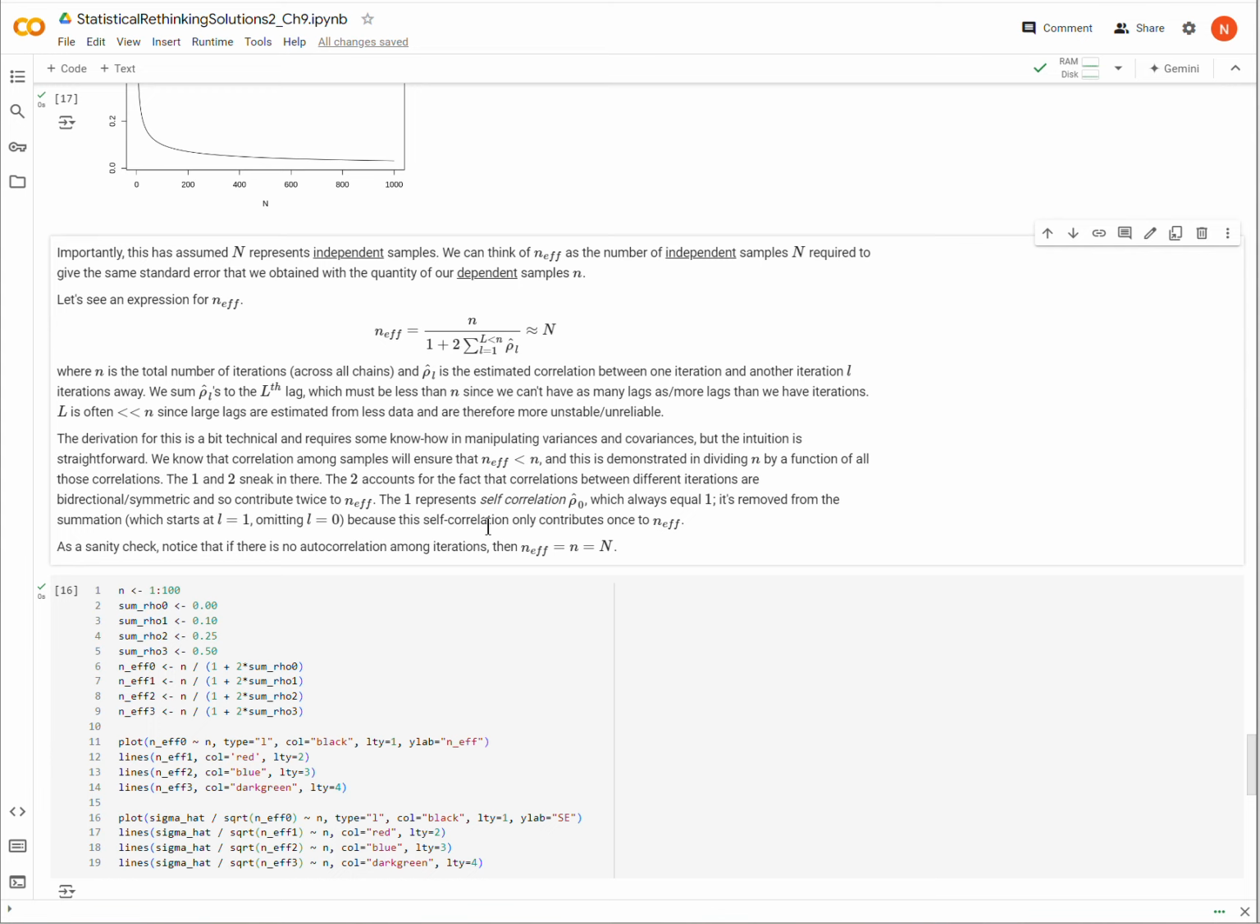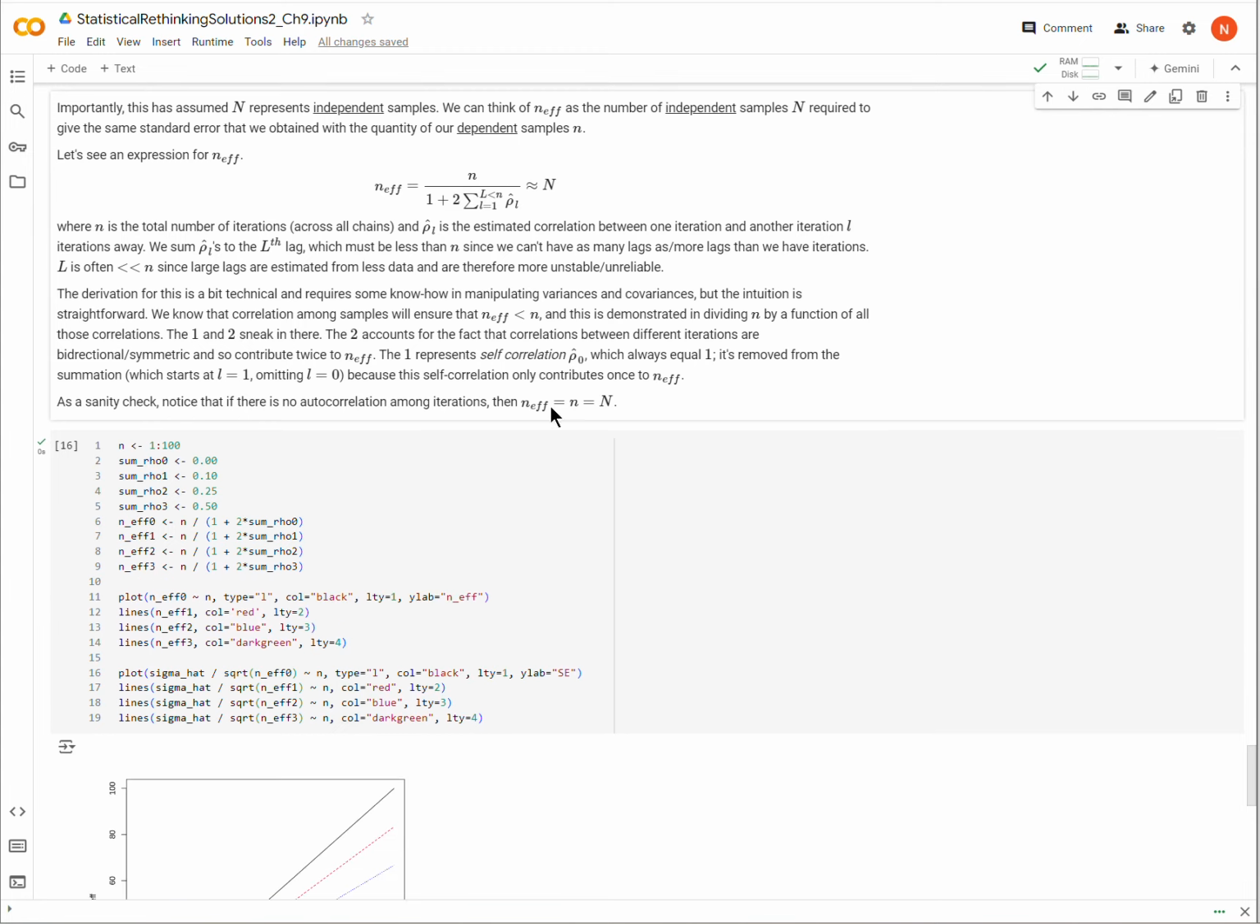Okay, so now let's run a quick sanity check here. Notice that if there is no correlation among iterations, then this term drops out. So all of that becomes 0, and now we have n divided by 1, which is n, in which case the number of effective sample sizes would equal the number of iterations, which would equal capital N, the number of independent samples. Again, if there is no correlation, then the number of effective sample sizes will equal the number of independent samples.